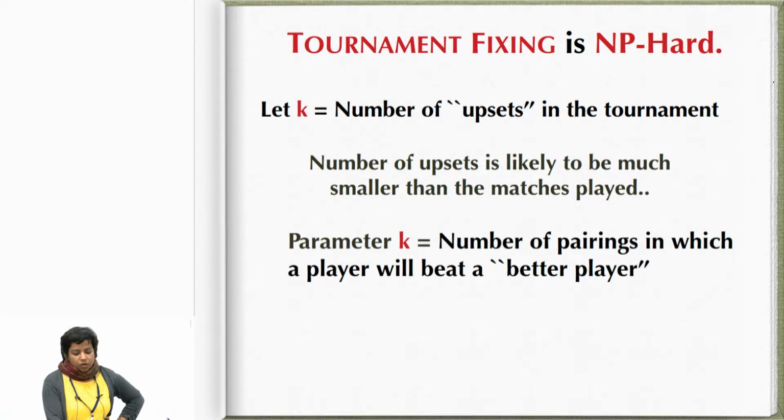So we define this parameter k formally to be the number of pairings in which a player will beat a better player. So how do I define a better player? Can I formalize this notion mathematically? What would it mean to be an upset game, what would it mean to beat a better player, and so on? Do you have any proposals?